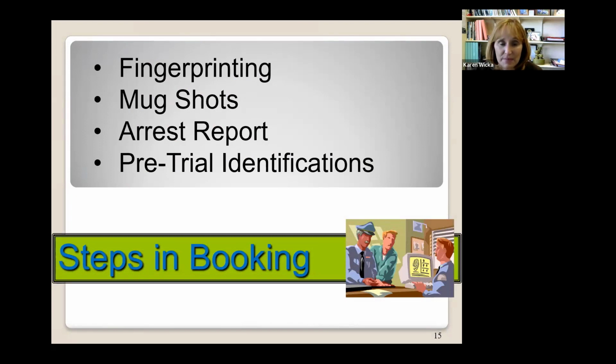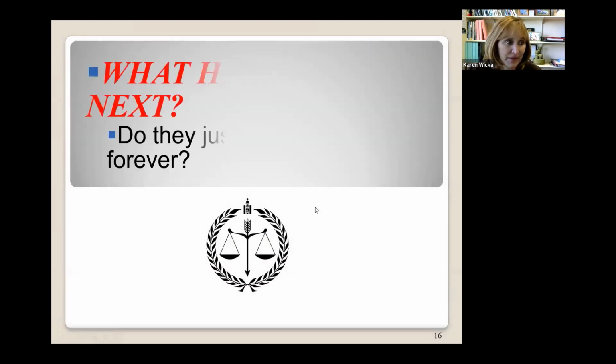So fingerprints may be taken, mug shots may be taken. The arrest report is going to be written up for when they were arrested. You also may have some pretrial identifications at this stage. So all of these things have to be documented, and that's what the booking process is. It's an administrative record to create a paper trail of everything that happened.